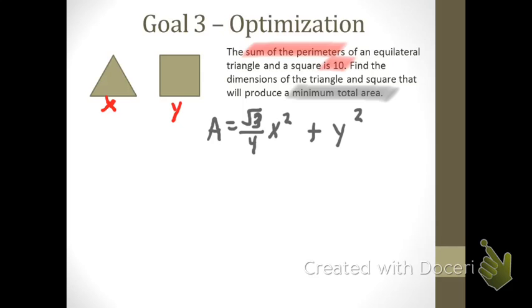Alright, well the perimeter of the triangle, hopefully is pretty clearly 3x since it is equilateral, and the perimeter of the square is 4y, and so you know that 3x plus 4y is equal to 10. Now you ought to be able to figure out what y is in terms of x, then use derivatives and whatever else is necessary to find the minimum total area. Alright, pause, see what you come up with.